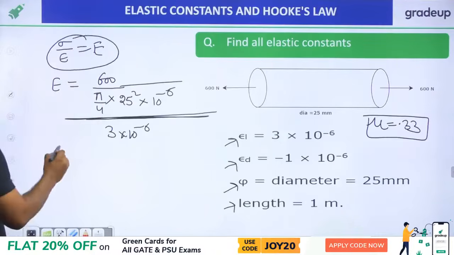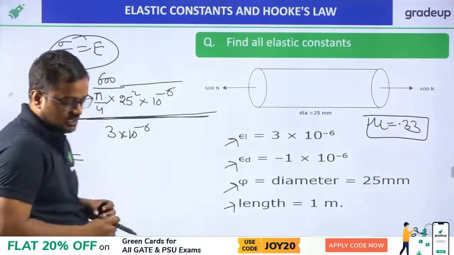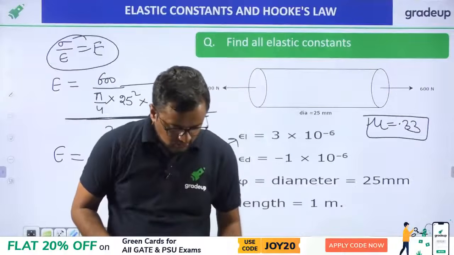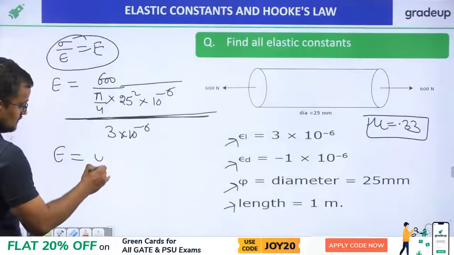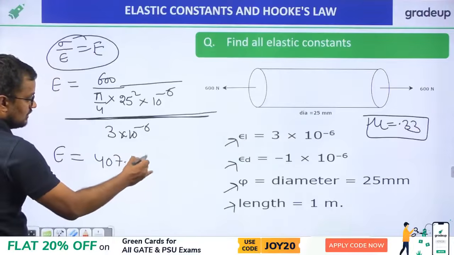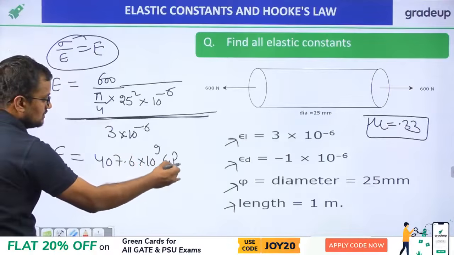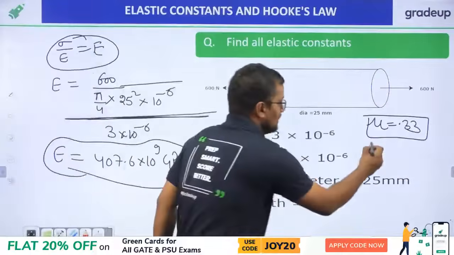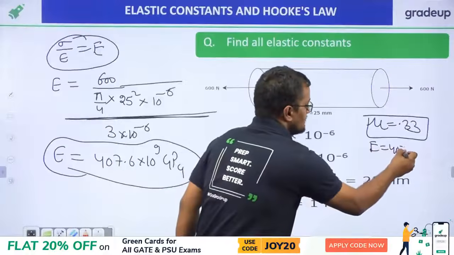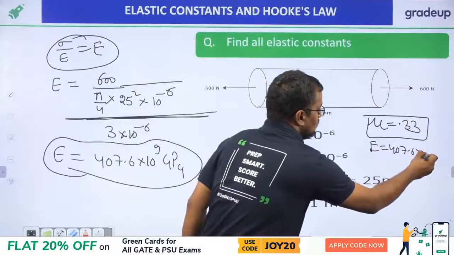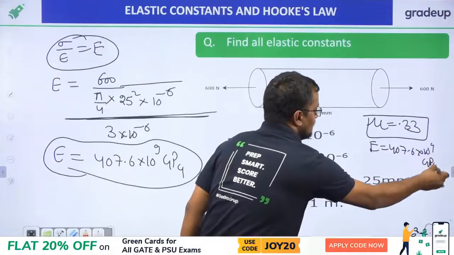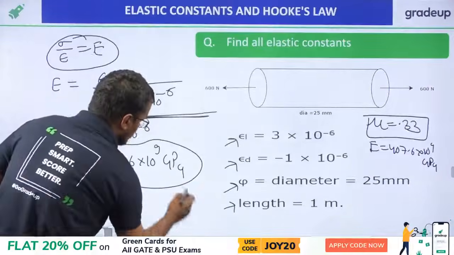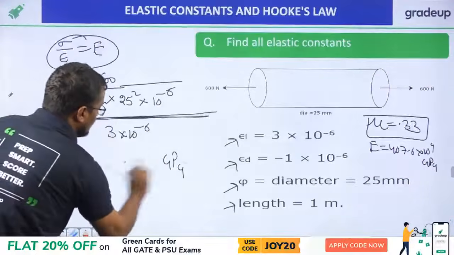Stress by strain is Young's modulus. From there you can find E, and you will get 407.6. Don't waste time in calculation. You can solve this expression and you will find E as this. So E we got as 407.6 into 10 to the power 9, gigapascal. Okay. Now please find G and K also.